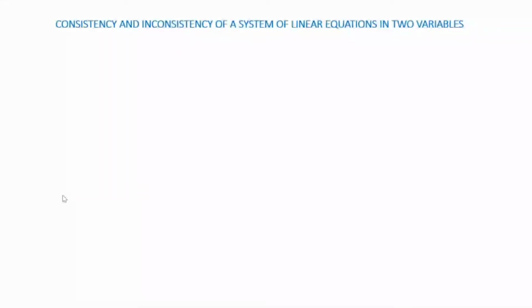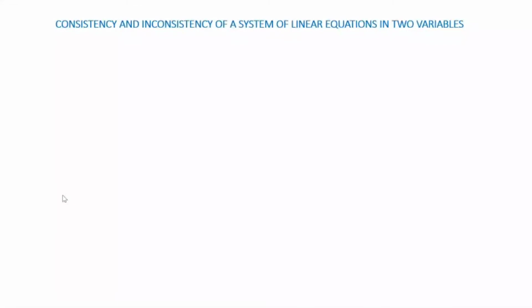Let us talk about consistency and inconsistency of a system of linear equations in two variables. Consistency means that solutions exist. So which were the two cases where solutions exist? Wherever the lines are intersecting, at one point or at infinite points, the equations will have solutions. If they are intersecting at one point, it means there will be only one solution.